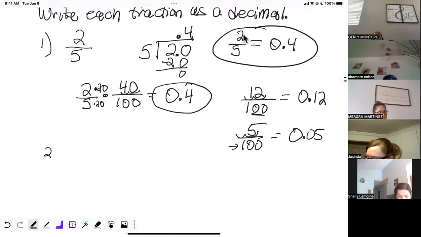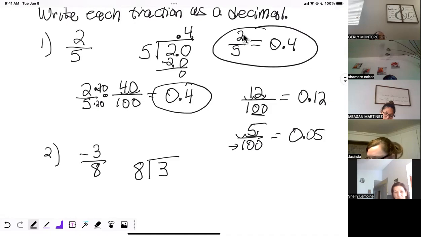That's one way. All right, this one we can't do that way because it's not a multiple of 5 in the denominator, it's 8. This one, the only way you can do it is divide. So first I know my answer is negative because I have a negative in the front. So when I write this out, 3 divided by 8, I know my decimal place is here, but I'm going to put a negative here just to remind me that the answer is negative.